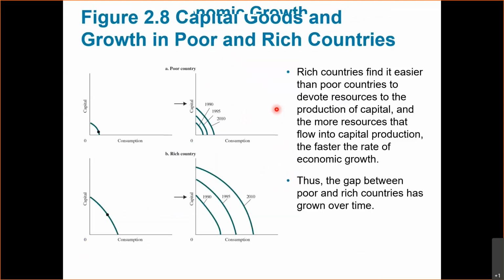There you go. Now, this argument is a macro argument. Capital goods in poor and rich countries. Why do poor countries grow slowly? The argument is it's because they don't make many capital goods versus rich countries do. And for those of you who take EC202, I'll be glad to explain this to you, but this is definitely not something I'm going to get into right now.